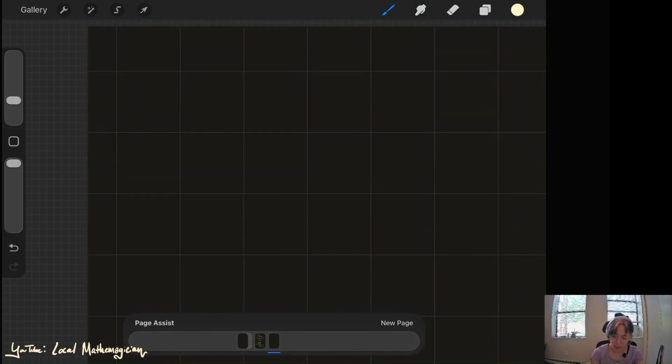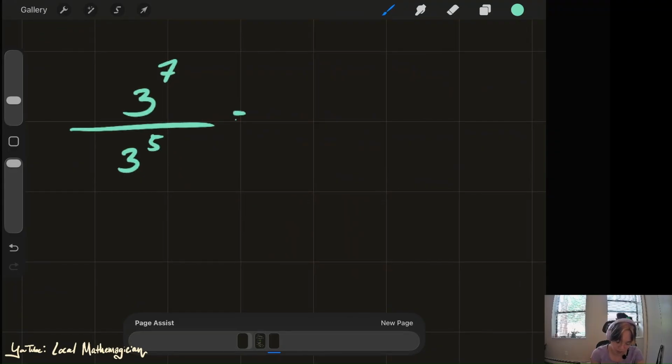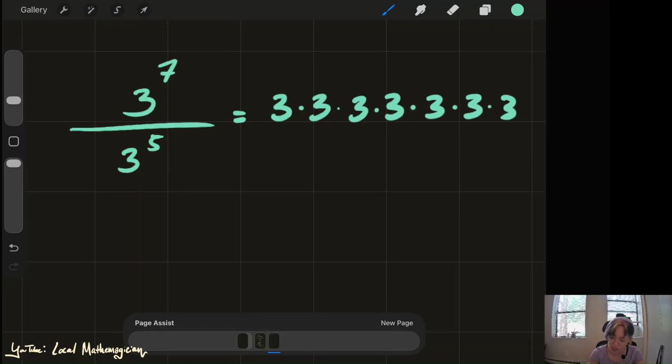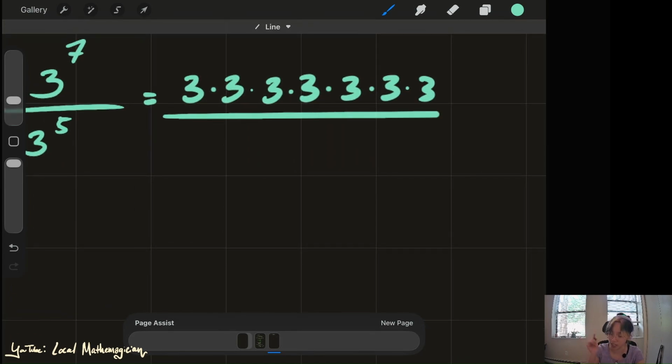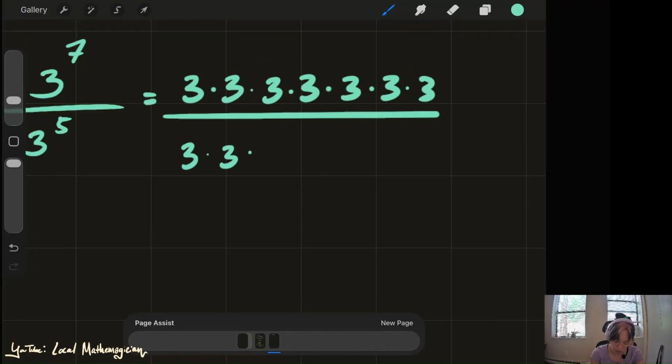So, now suppose I ask, what is 3 to the 7th divided by 3 to the, let's pick a good number, 3 to the 5th, right? 3 to the 7th divided by 3 to the 5th. What's another way to write this? Well, you can write the top as 3 times itself 7 times. So 1, 2, 3, 4, 5, 6, 7, right? And on the denominator, it's 3 times itself, 5 times. 1, 2, 3, 4, 5, right?